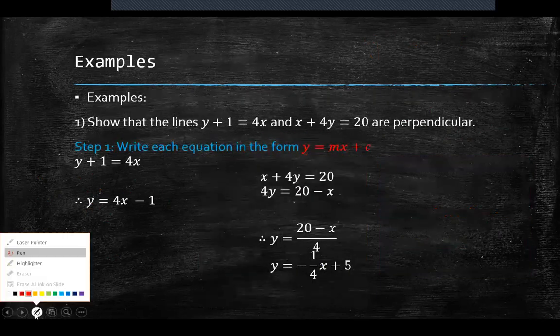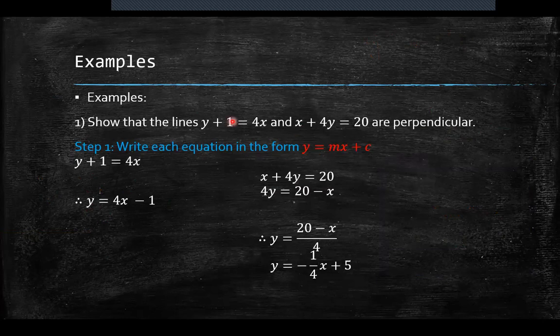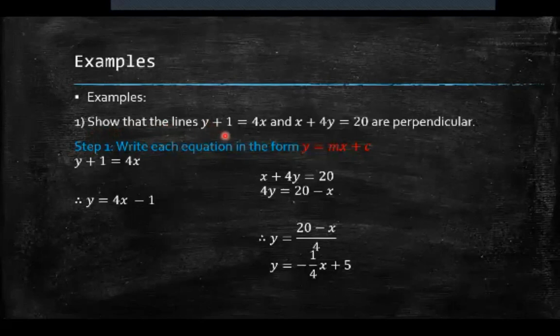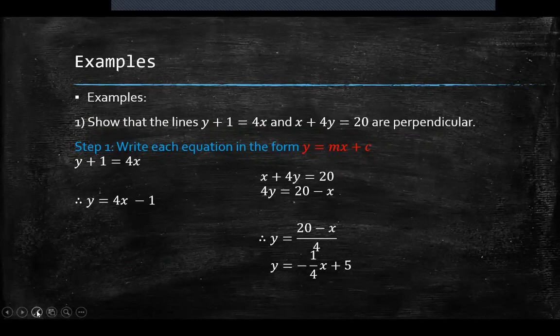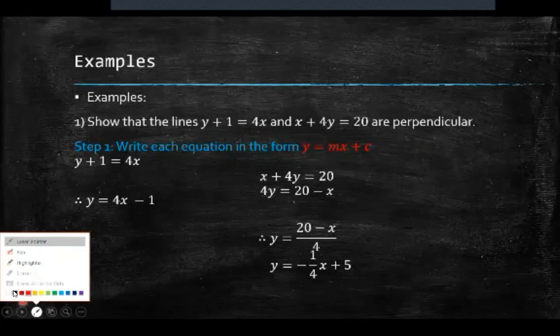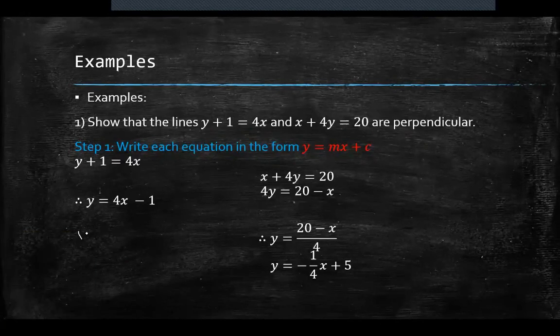Okay, so examples. This is how you might see it in a past paper question. Show that the lines y plus 1 is equal to 4x and x plus 4y is equal to 20 are perpendicular. The first thing you want to do is write it in the form y is equal to mx plus c. Remember, that's the general equation of a line. This one, y plus 1 is equal to 4x. So all you have to do is transpose to make y the subject of the formula. Let me just write this out, even though it's right there. So y plus 1 is equal to 4x.